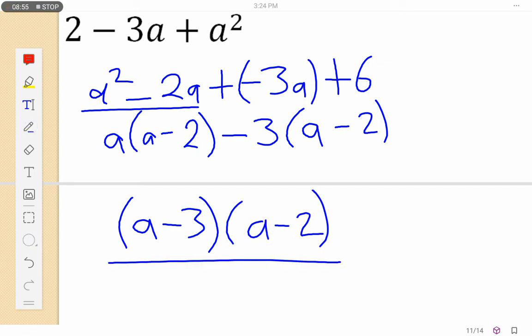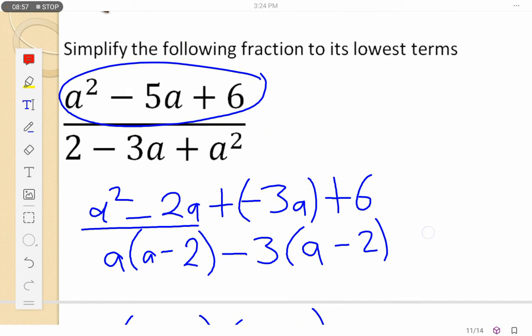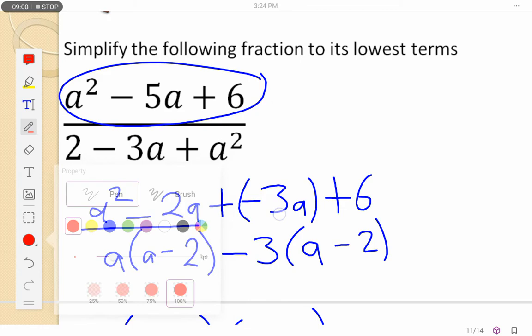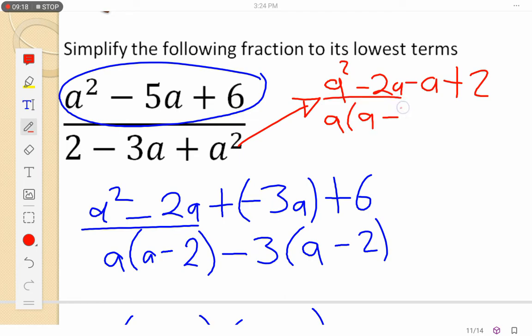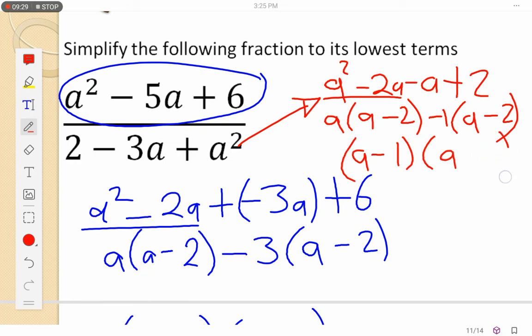Let's go to the denominator. The denominator, I've got, let me write in red. I can rewrite this as a squared minus 2a minus a plus 2. Okay, like that. And this I can factorize with a as a common factor, a minus 2 minus 1, a minus 2, and have a minus 1 and a minus 2 as the factors. Okay, so now I've got those factors.